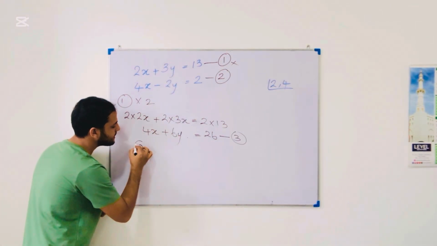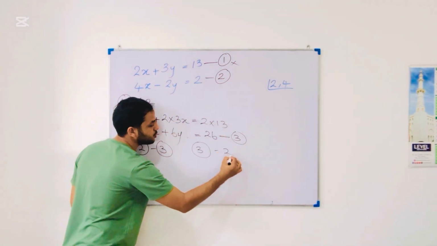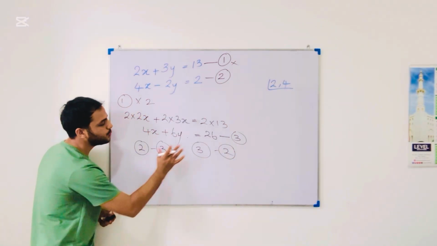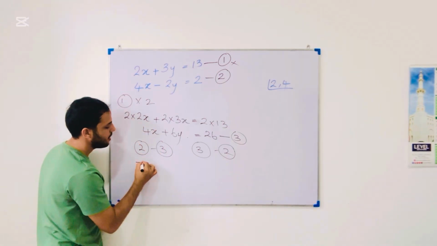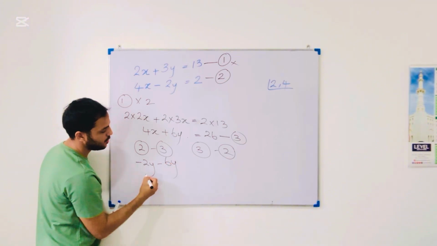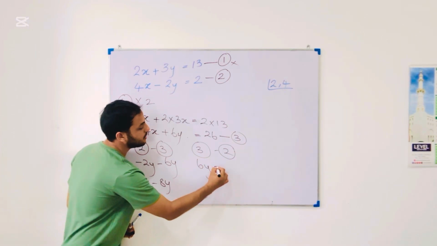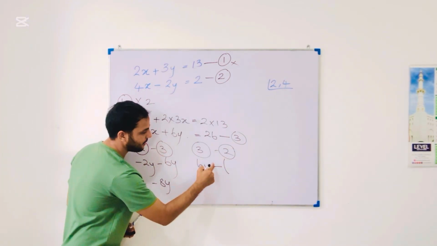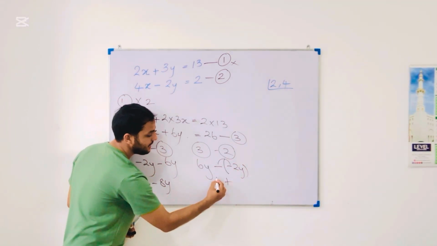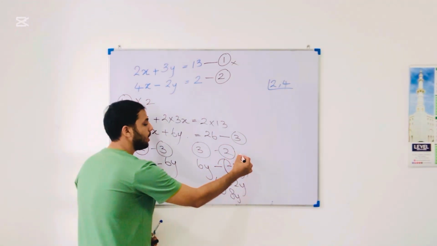If I subtract the second from the third, there are two options: I can either do 2 minus 3 or 3 minus 2. If I do 2 minus 3, just the y, minus 2y in your second equation and minus 6y in your third equation, you'll end up with minus 8y. But here, you have 6y in your third, minus, open a bracket, minus 2y. Minus into minus is plus, so 6y plus 2y will be 8y. So this is your correct choice.